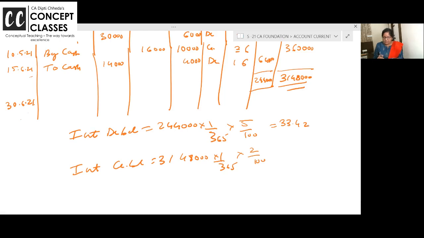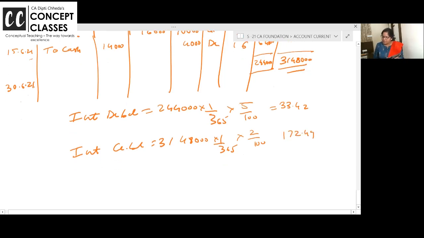Debit is 33.42 and credit is 172.49. So finally, credit is what interest bank should pay me. I have more balance in the bank. Debit is what I have to pay. So net interest.